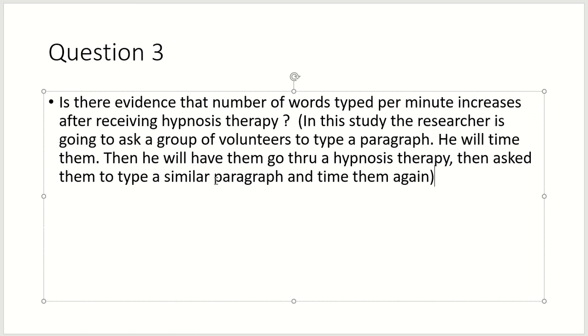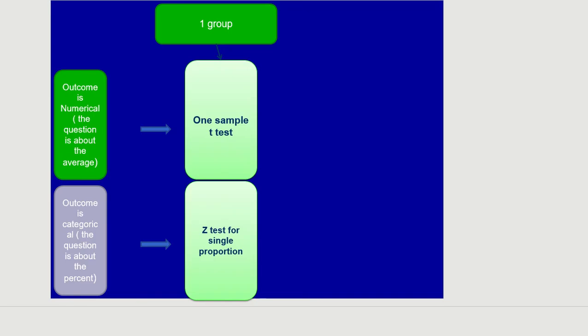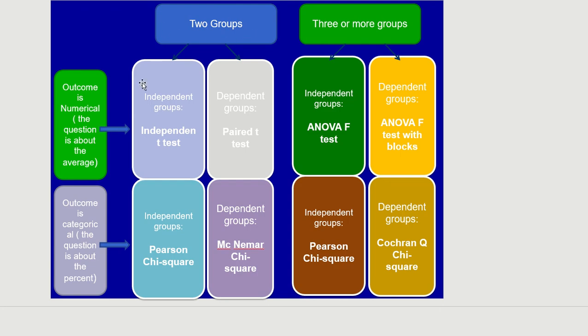So what is happening here? We have a group of people, but they're measured twice, before the hypnosis and after the hypnosis. And therefore, we have two groups, before and after. These are the same people, so it's paired. And the outcome is their speed, the number of words typed per minute. So the outcome is numerical. So what test do we use? Let's go back to the map. The map says that if you have two groups, your outcome is numerical, but these are the same people, you're going to use the paired t-test.